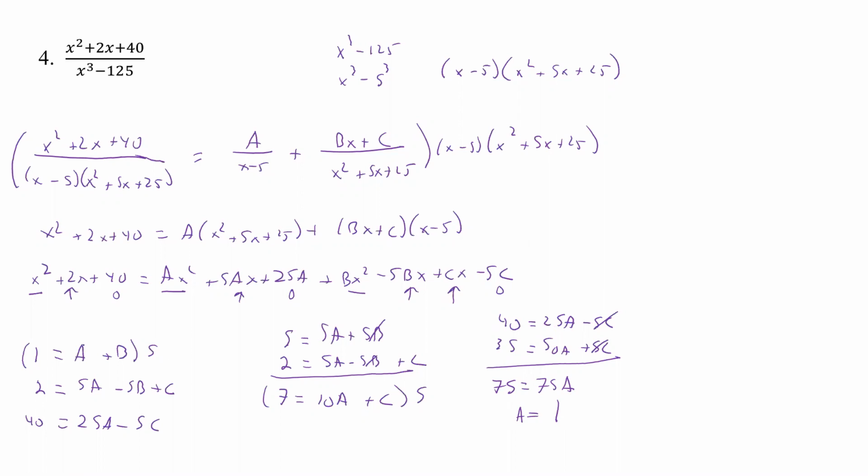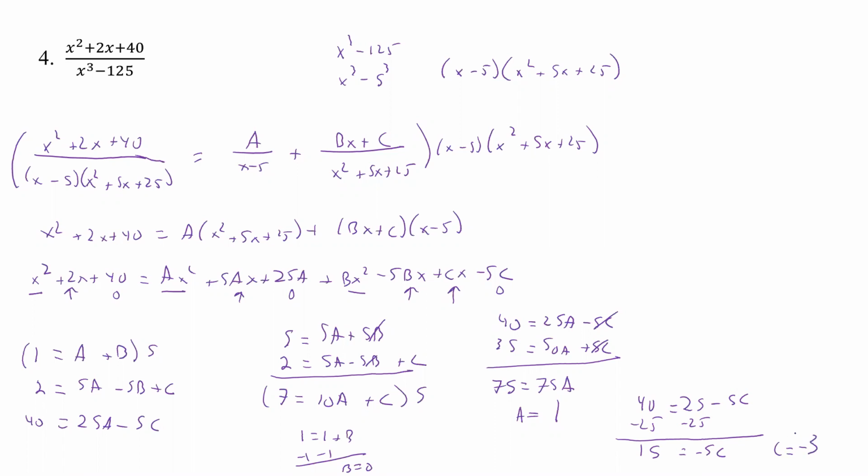All right, so if a equals 1, I can go and get b and c pretty easily. So if a is 1, 1 equals 1 plus b. Subtract 1, b equals 0. And so c, if I do that, then I have 40 equals 25 times 1, minus 5c, and minus 25. So that's a minus 5c here. That's going to be a 15. So c equals negative 3.